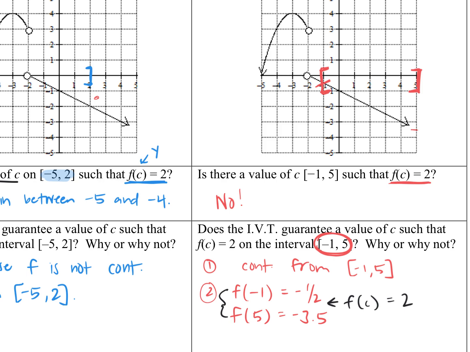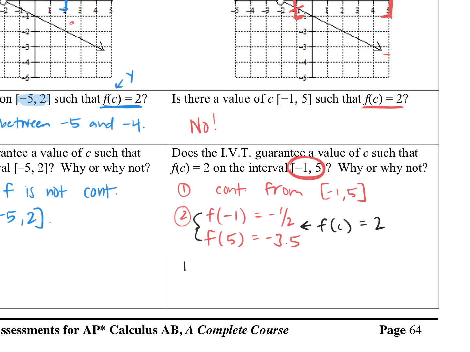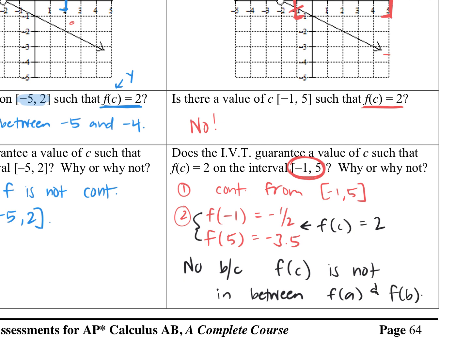No. Okay, so we can say, no, the intermediate value theorem does not guarantee a value because f of c is not in between f of a and f of b. Okay, that's kind of like that justification piece. You're explaining why, not just saying no. Why does it not work? Okay.